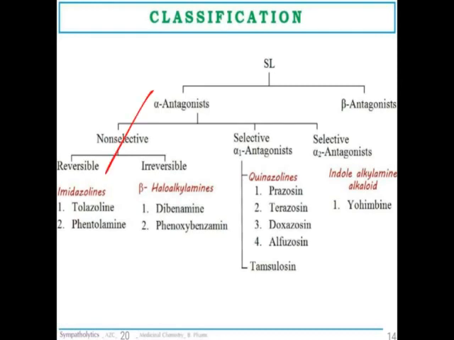Alpha antagonists, again non-selective. The non-selective ones are again classified into reversible and irreversible. From our syllabus point of view, we have selective alpha 1 antagonists, with the quinazoline ring structure as a lead molecule. So prazosin and terazosin are there for your syllabus. Then selective alpha 2 antagonists are there, for example yohimbine, which is not there for our syllabus.